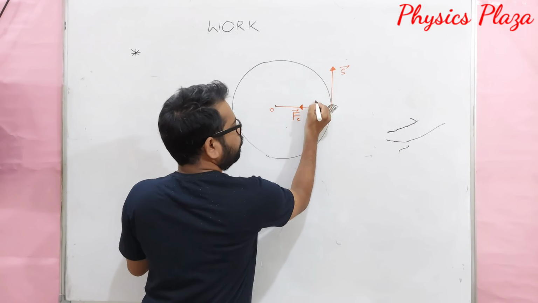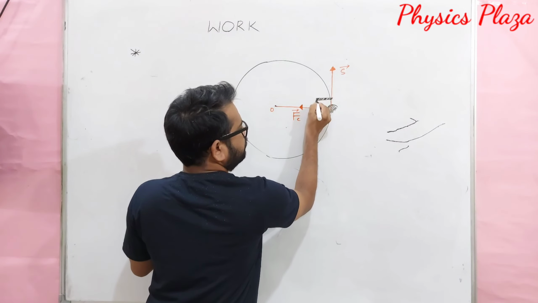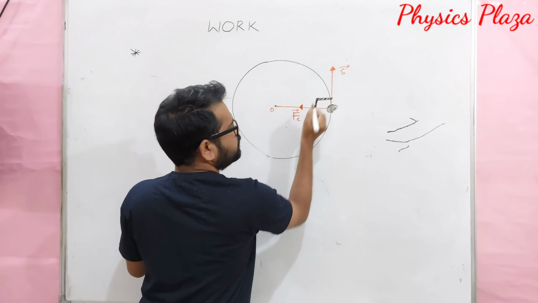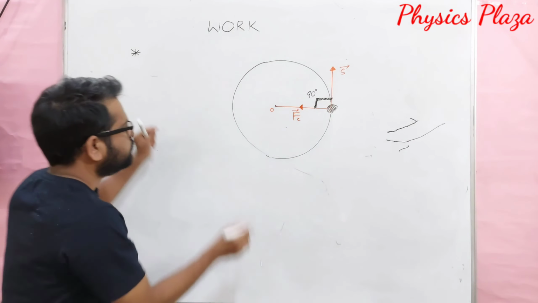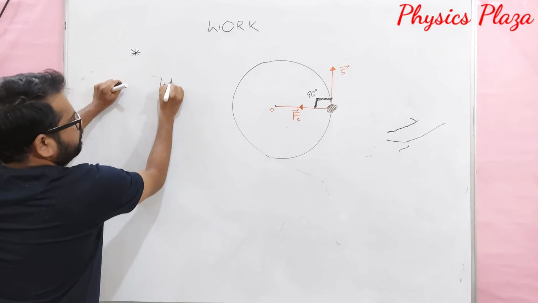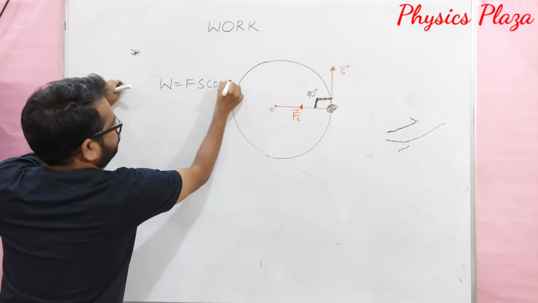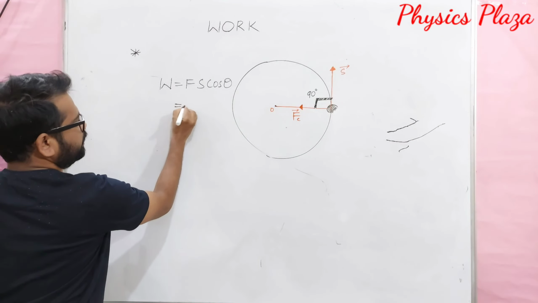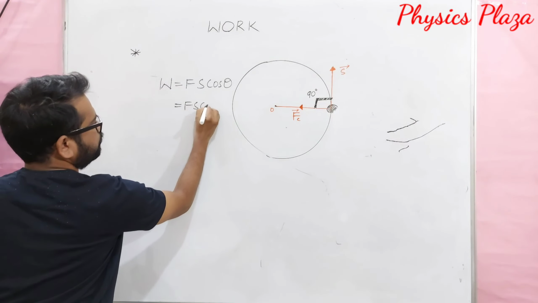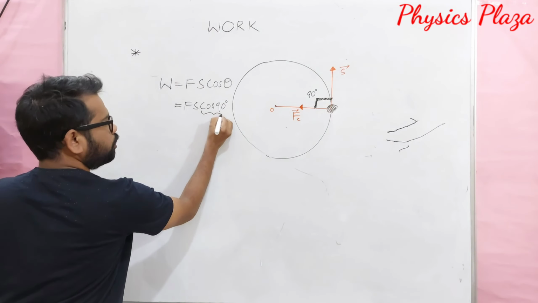Now look here, what is the angle between these two, children? The angle between centripetal force and displacement is 90 degrees. So we know that W = Fs cos theta, and theta is equal to how much? It is 90 degrees. So it will be Fs cos 90 degrees. Children, cos 90 is equal to how much?